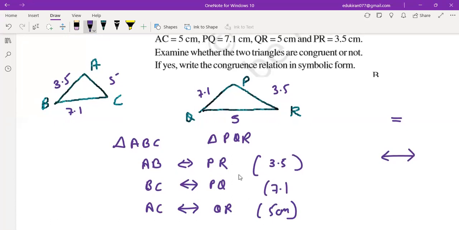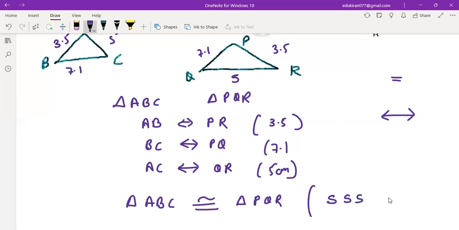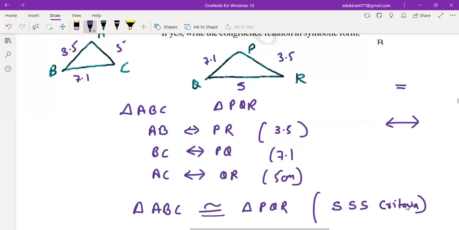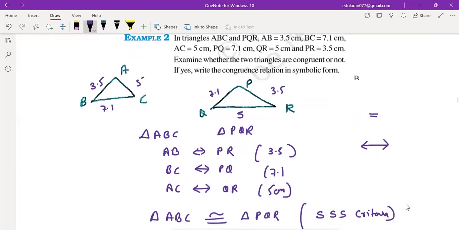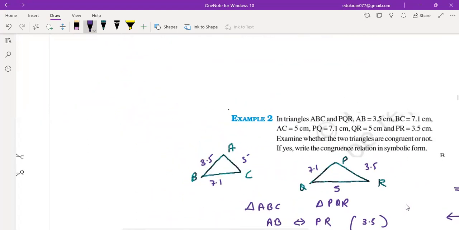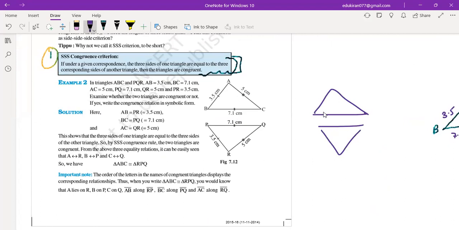So, after writing this, you will write this. Triangle ABC is congruent to triangle PQR, and in bracket you will write side criteria. Done? Okay, you can just quickly note it up. I'm done, ma'am. So this is what they have done here. You can see, right? They just made a triangle like this and they compared it. Clear?